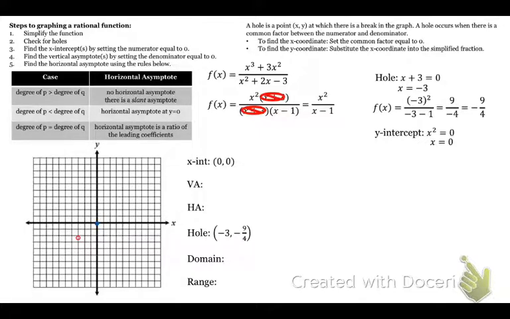Vertical asymptote, set the denominator equal to 0. So x minus 1 equals 0. So that means x equals 1. So there's our vertical asymptote right there at x equals 1.